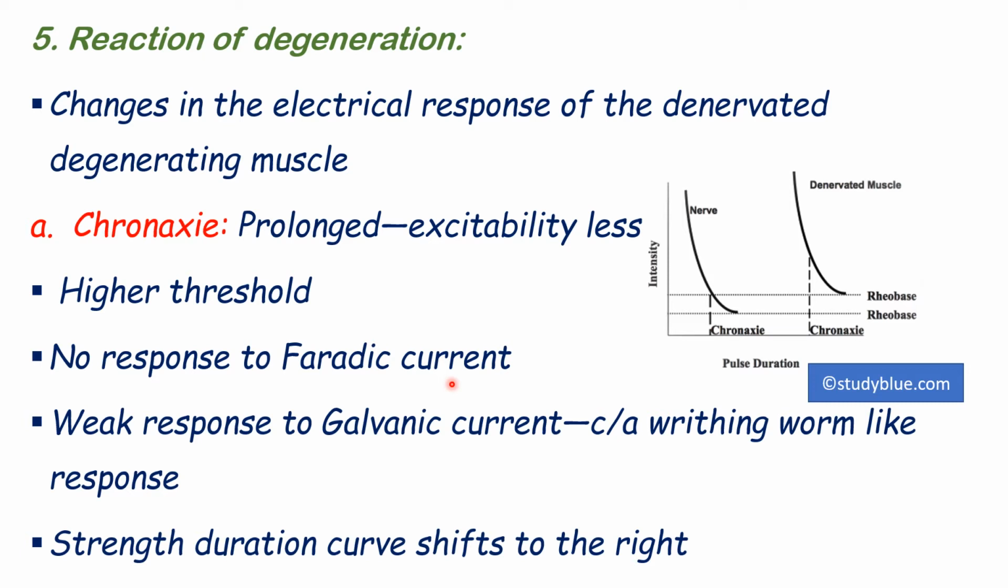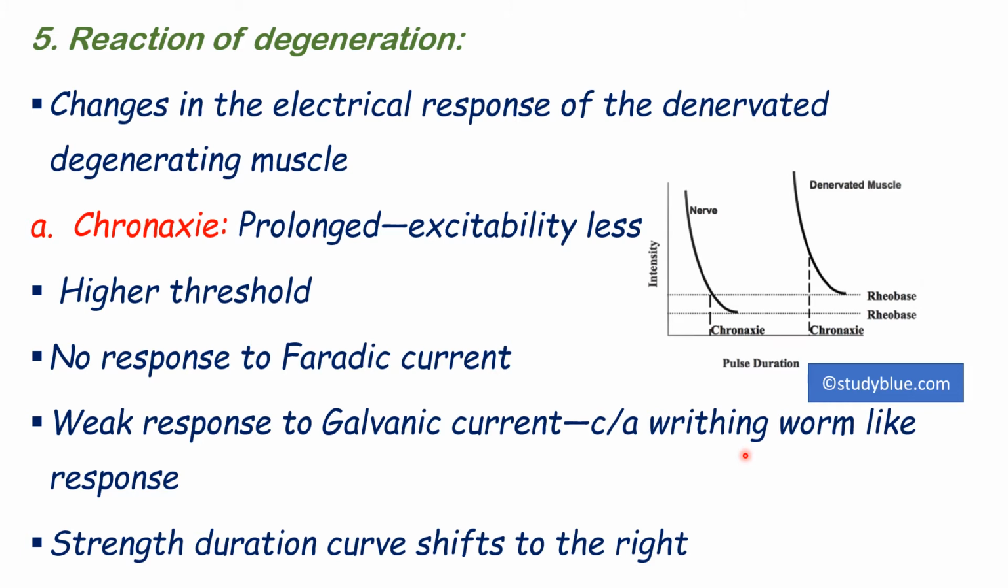So normally your muscle is more responsive to Faraday current, while it is less responsive to galvanic current or the direct current. Here the muscle does not respond to the Faraday current, but it shows a weak response to galvanic current, that is the direct current, and this is called the writhing, worm-like response. Like the worm moves, writhes, like nowadays it's rainy season, you can see a worm moving around. It moves with slimy, writhing movements.